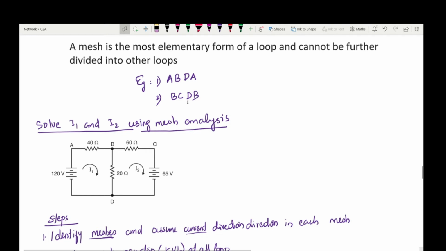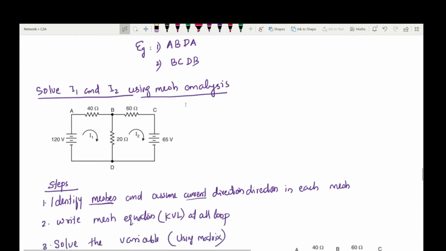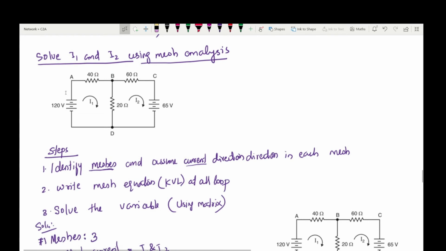In order to solve an electrical network using mesh analysis, you need to follow some steps. First, you need to identify the meshes, and in each identified mesh you need to assume the direction of current. If the current direction is already given, you can take it; otherwise you need to assume it. Here two meshes are there, and the current directions are already shown, so nothing to worry about in the first step.